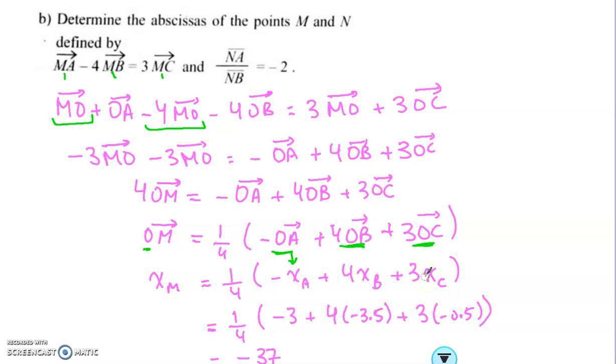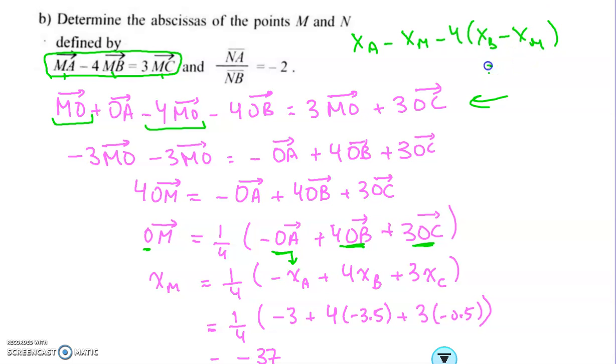As I said before, I could have not skipped this step, okay? So you could have done the following. From this step, I can say xa minus xm minus 4 into xb minus xm is equal to 3 into xc minus xm. And then substitute the numbers, everything, xa, xb, xc. You remain with xm, you solve for xm, and you get the answer. So this is another way. You can choose whichever way you want. Now, I applied this method to this one to show you various methods.